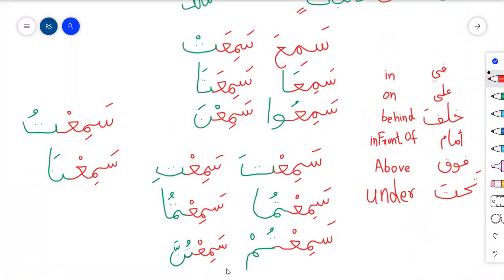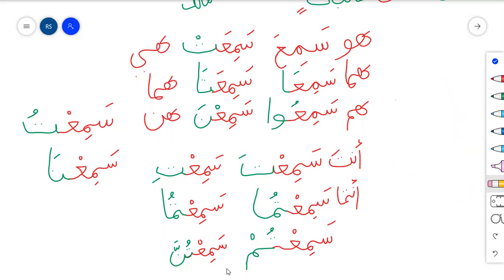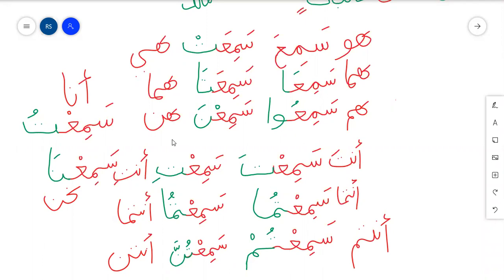So with huwa you say huwa sami'a, huma sami'a, hum sami'u. Hiya sami'at, huma sami'ata, hunna sami'na. Anta sami'ta, antuma sami'tuma, antum sami'tum, anti sami'ti, antuma sami'tuma, antunna sami'tunna, ana sami'tu, nahnu sami'na. You can make a screenshot if you want. This is available in the app that I told you about.